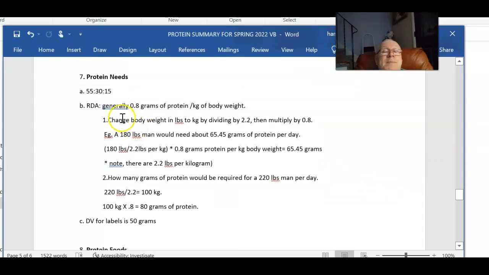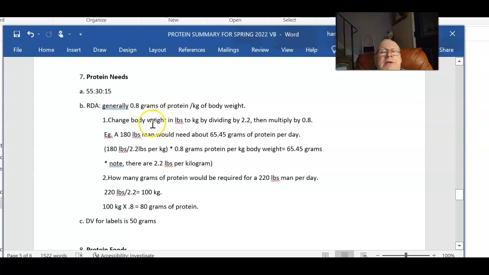Protein needs. Remember our 55-30-15 rule. 55 carbs, 30 fat, 15 protein. That's just a general guideline. 15% of the kilocalories in your body should come from proteins.